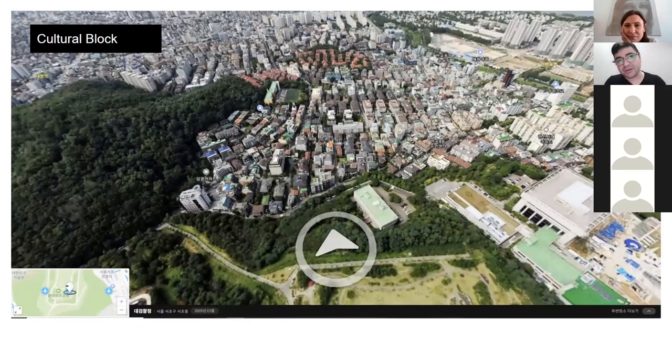During the cultural period, which I mentioned, from the turn of the century, 2002 to the present, there's been this policy of trying to make Seoul a cultural capital. There was actually a policy in 2008 to form cultural enclaves in the city.